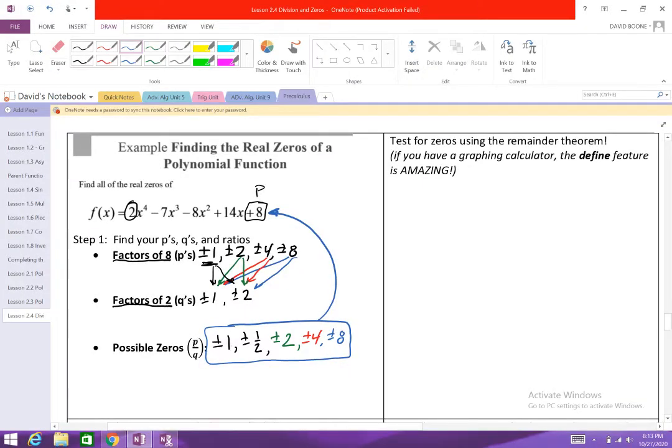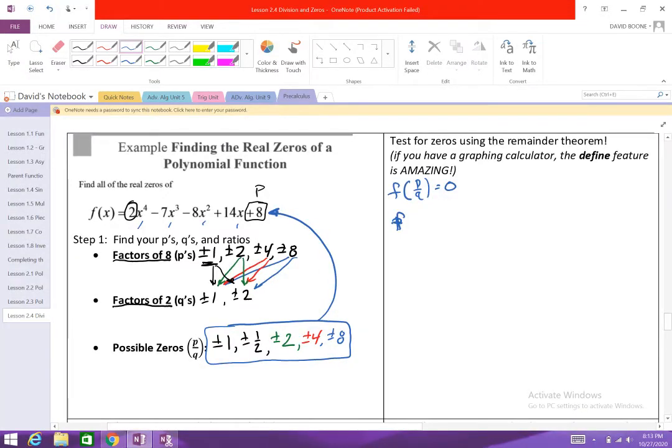So I'm going to take each of these p's over q's, take f of each of them, and find out which ones make it 0. In other words, I've got to put each of these into the equation, put 1 in there, 1 in there, and see if I get 0. I should use this as f of x.